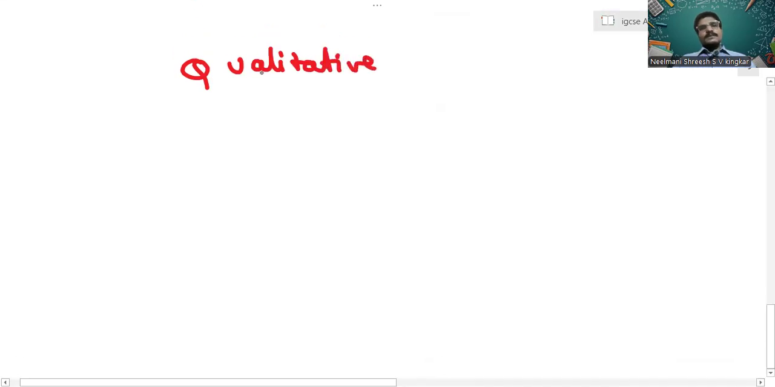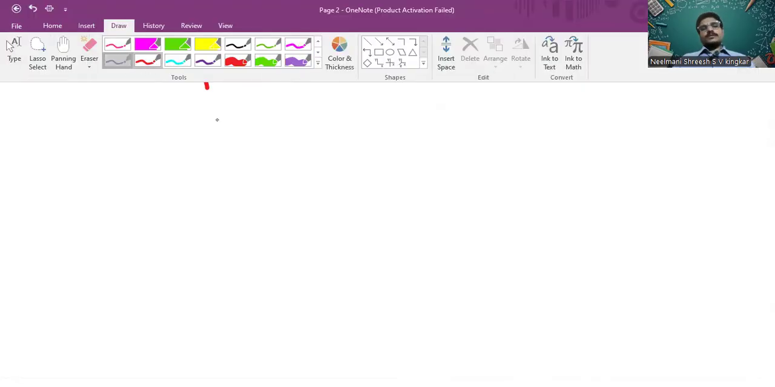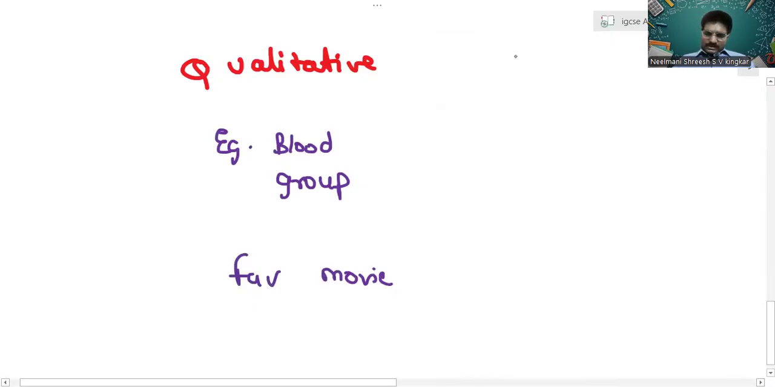Now, when we talk about this, it's just basically words. So we will not learn deep about this particular part. The example would be a blood group, right? Or let's say another type, I asked your favorite movie, something like that. Okay. The other type of data is known as quantitative data.